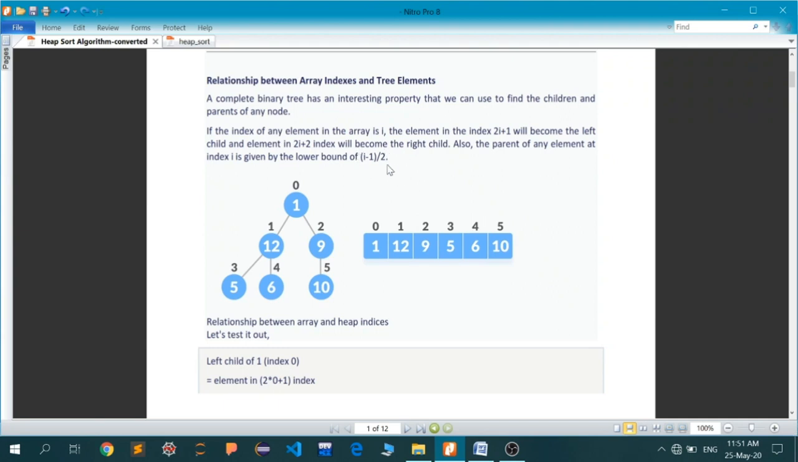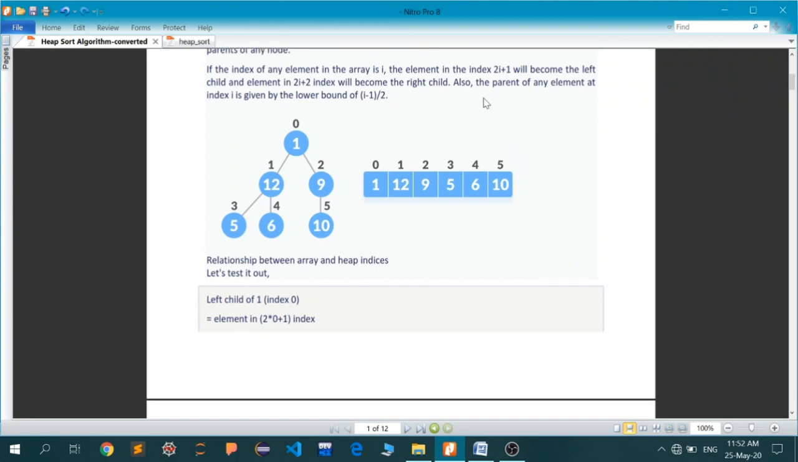I think we have discussed flooring and ceiling in detail, or you must know that. It means dropping the part after the decimal and taking the lower and closest possible integer. So if 3.5 is your number, then you shed the 0.5 and round the value to the closest lower integer, that is 3. So these two formulas will be used to find either the parent or the children.